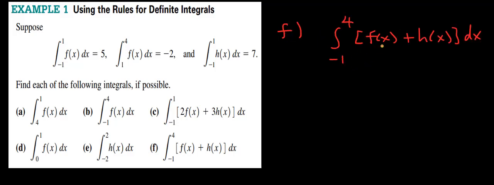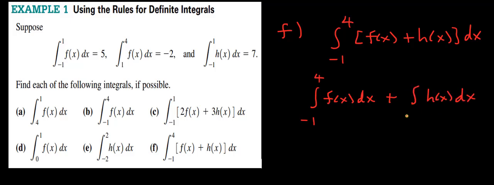What about the integral of f of x plus h of x from -1 to 4? If you break this down, you're going to get the integral from -1 to 4 of f of x dx plus the integral of h of x from -1 to 4. Okay, this is given. We know that that is 7. However, this is not given. So we don't have enough information to evaluate this integral. Therefore, it's not possible.